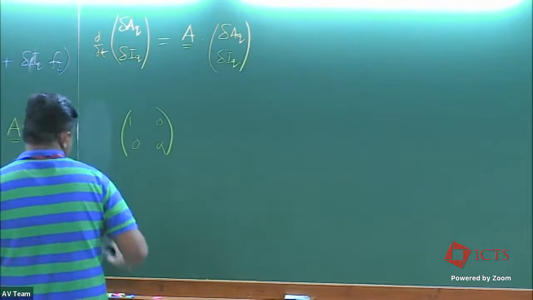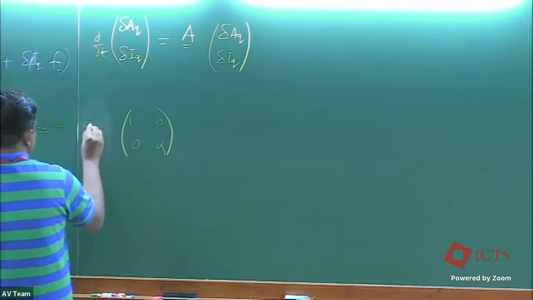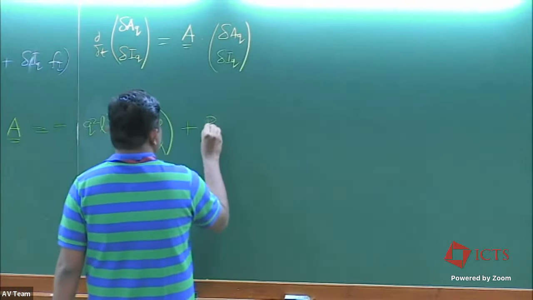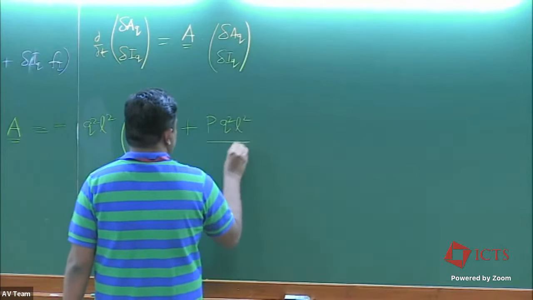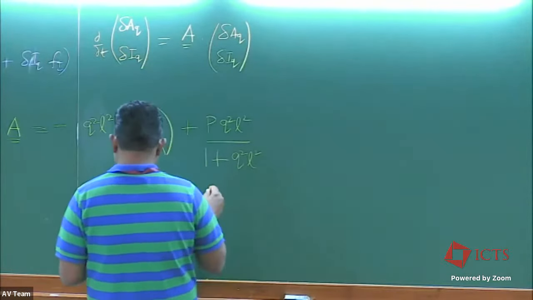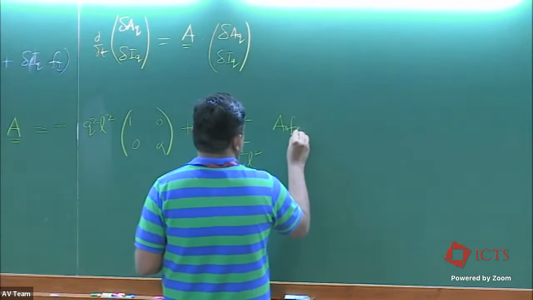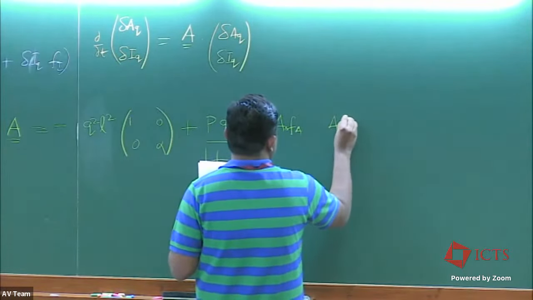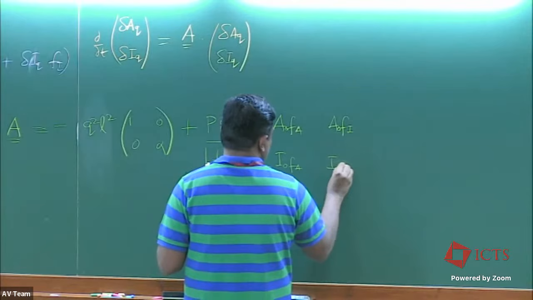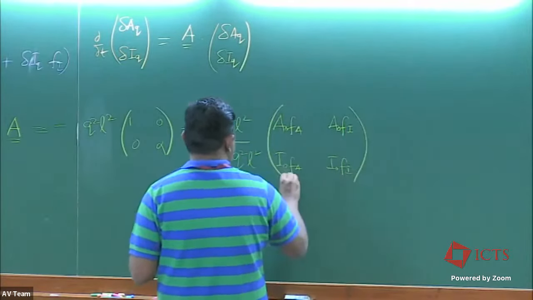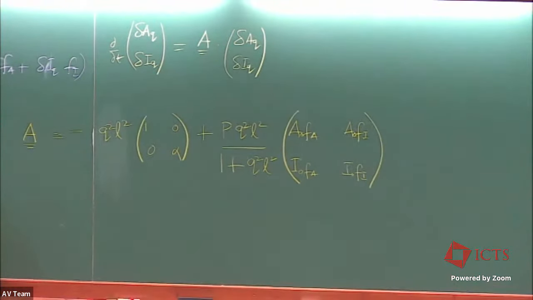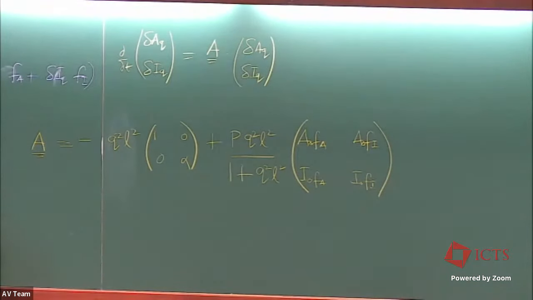It's like the dimensionless form. So q squared L squared, 1, 0, 0, alpha. Yeah, there we go. Plus P q squared L squared divided by 1 plus q squared L squared, times A naught F_A, A naught F_I, I naught F_A, I naught F_I. Where like yesterday, L is this length scale eta by gamma, and the Peclet number is zeta delta mu.